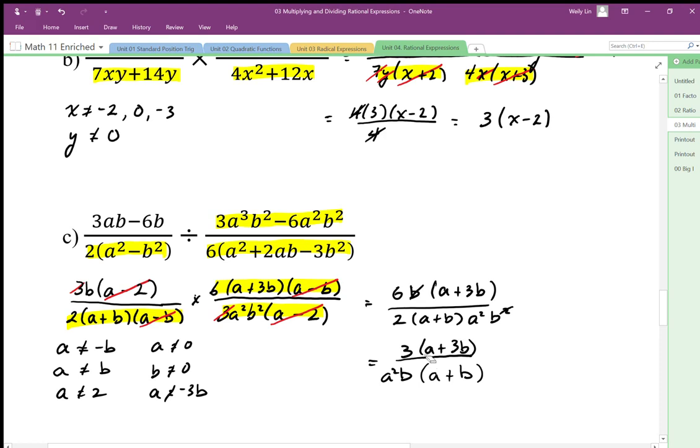Again, these a's can't cancel out because it's in a plus form. We cannot cancel things that are plus and minus, only things that are connected by multiplication.